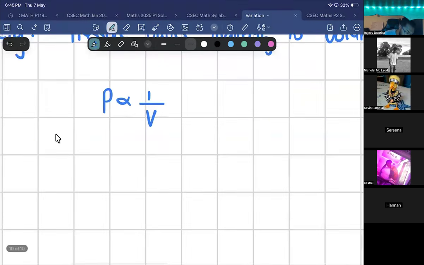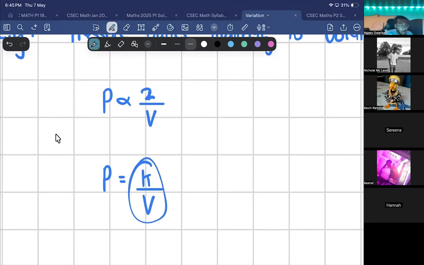And then in the next line, I would have to introduce my constant of proportionality now. So I'll say P is equal to K over what? V. Question: if for some reason pressure was proportional to 2 over V, then what would this line look like? Would it be K over V or would it be 2K over V? 2K over V. Good.